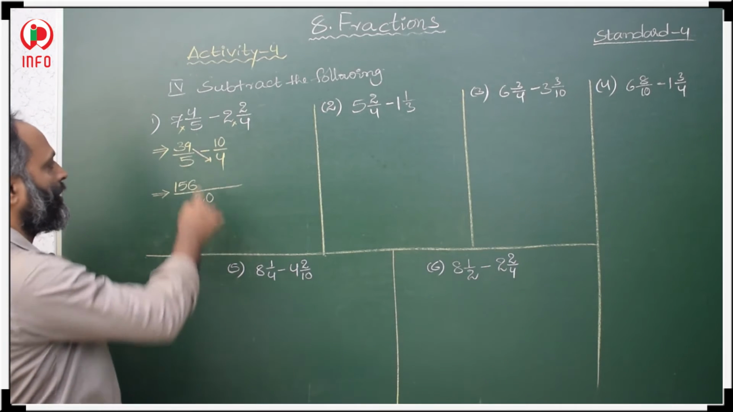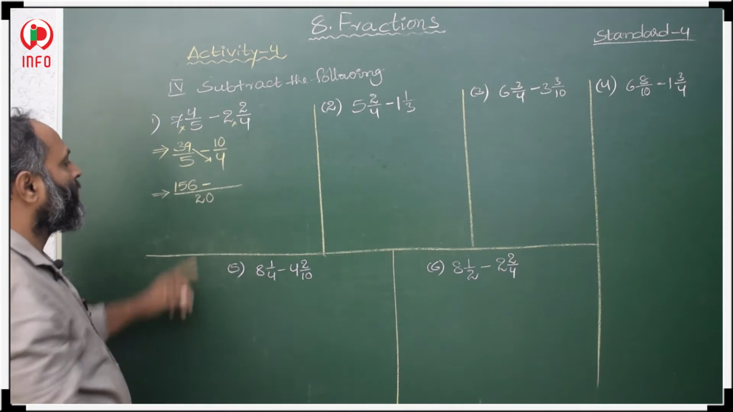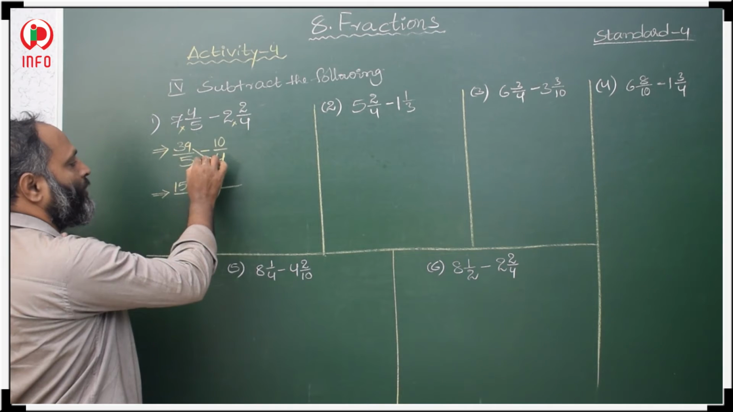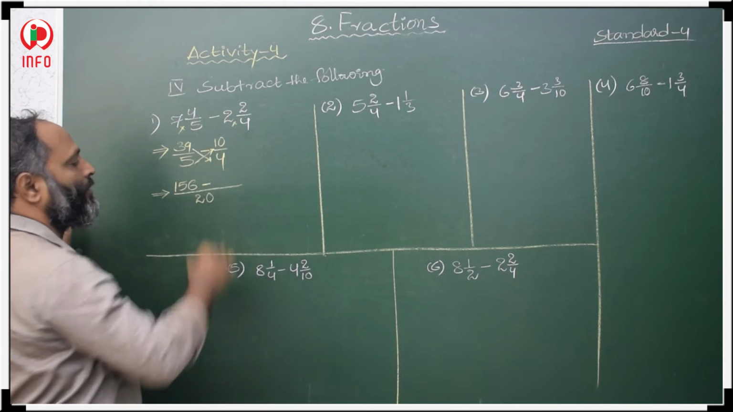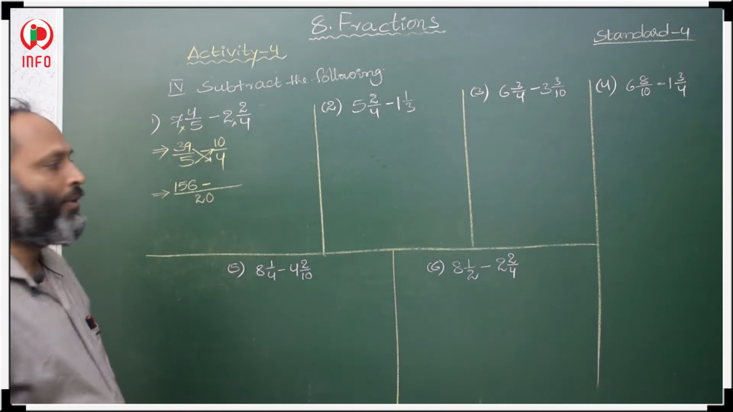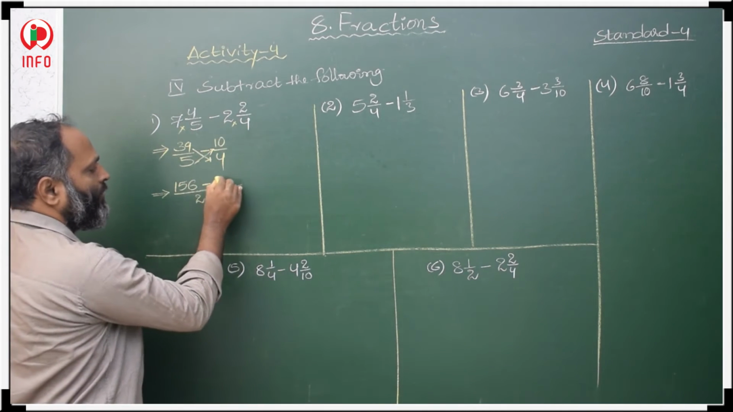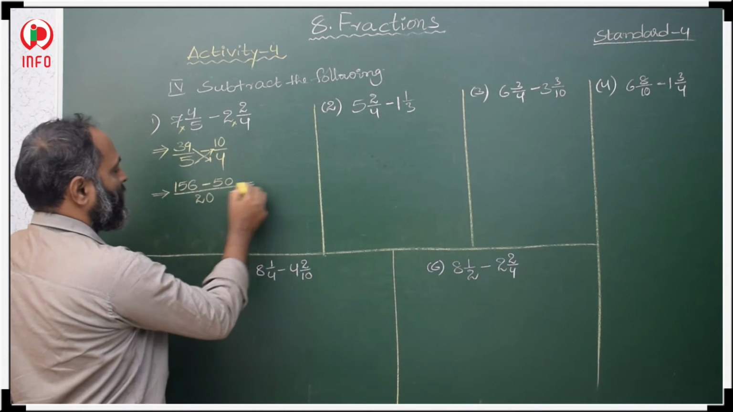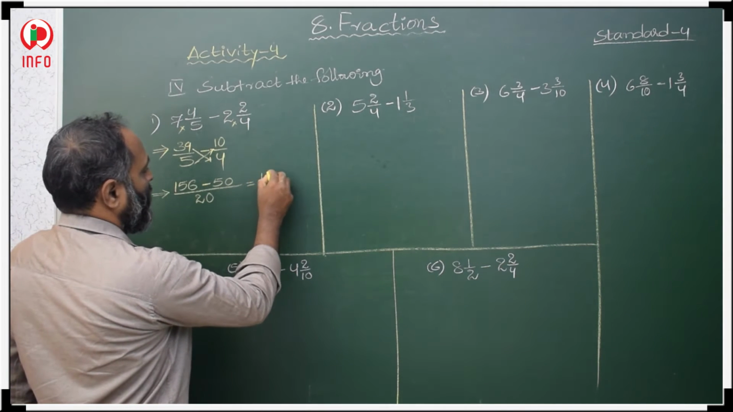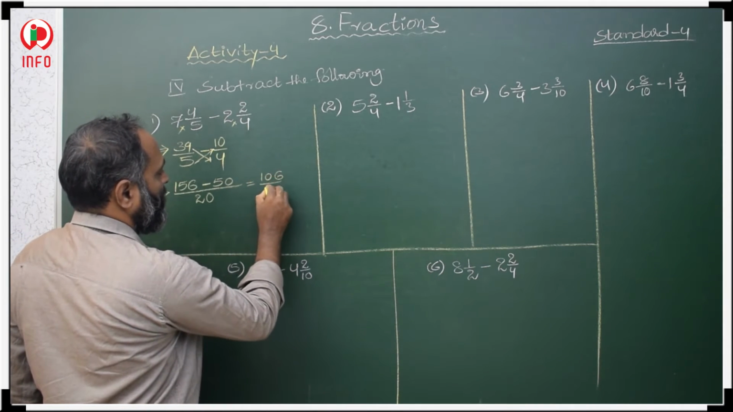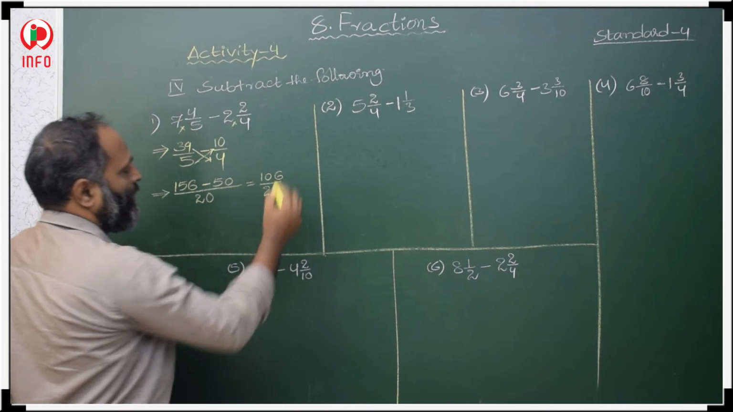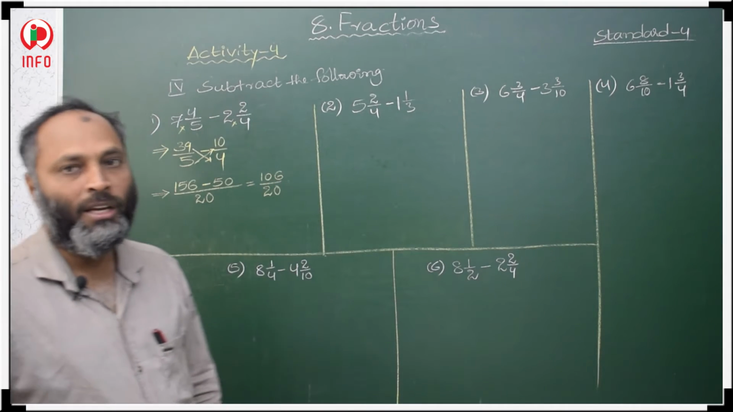156. Then minus 5. First fraction denominator with first fraction numerator. 5 10s are 50. Then what is the answer? So 106 by 20.